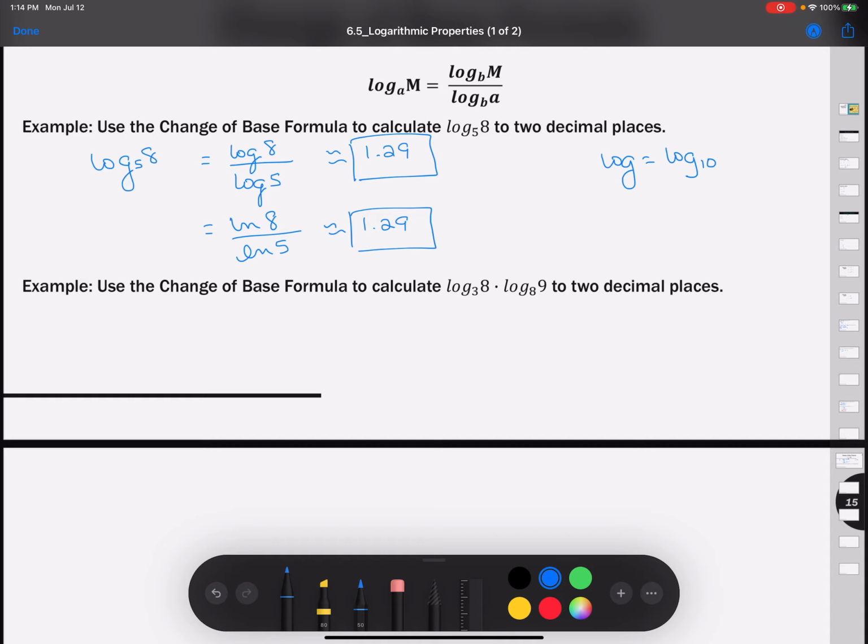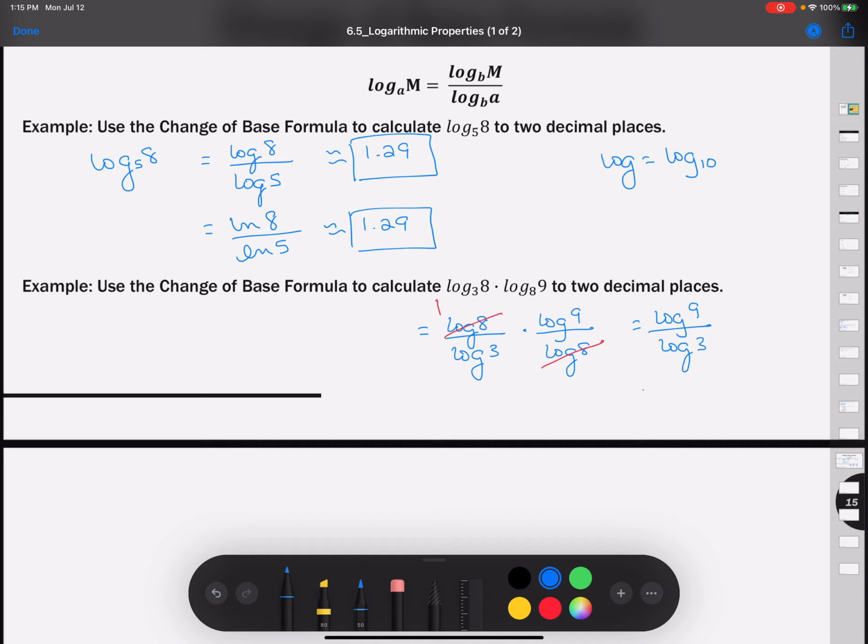Okay, so the next problem, log base 3 of 8 times log base 8 of 9. Again, we can't use our calculator, so we have to change the bases. So we're going to change log base 3 of 8 to like a log base 10, right? So this is going to be log of 8 divided by log of 3. So that's the first one, times log of 9 divided by log of 8. So notice that you can actually divide those out and you get 1. So this will be log of 9 over log of 3.